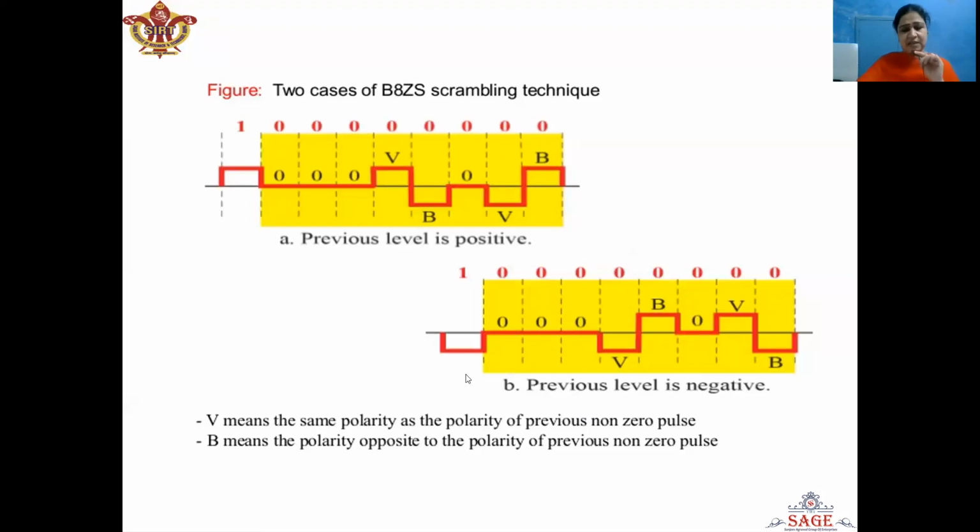Similarly, we can see the signal in case when the previous level is negative. So the violation bit will also be represented by the negative voltage, then B will be given by the positive voltage, then the 0 bit, then the violation bit is again represented by the positive voltage because the previous B bit is represented by the positive voltage, and then the B voltage is given by the negative voltage.